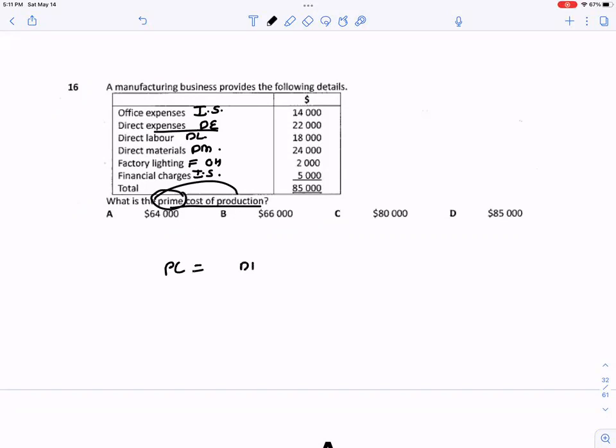Factory lighting is factory overhead, indirect expenses. Direct expenses are all that which is directly related to the product.